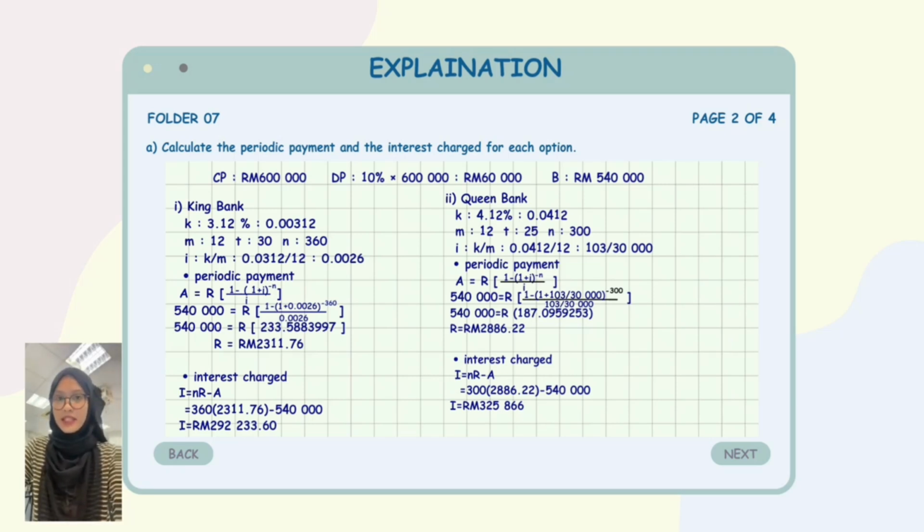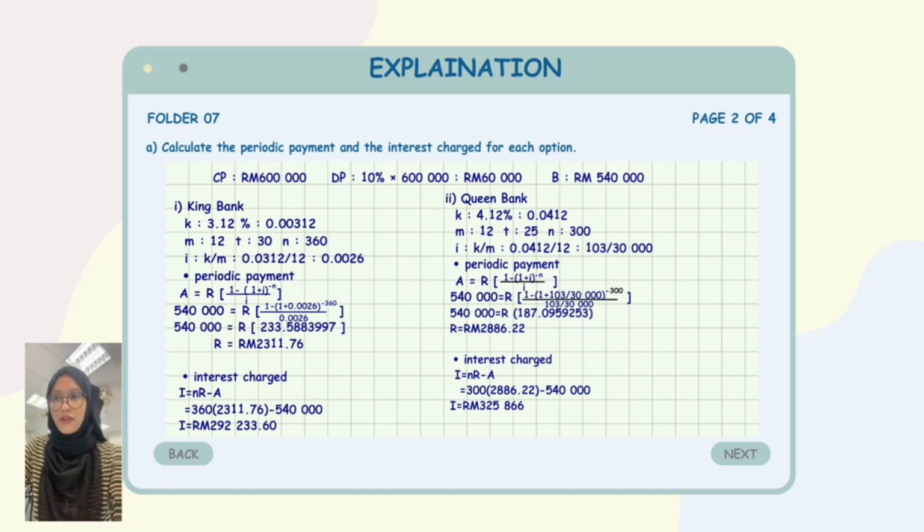And then substitute the information in the formula. The interest charge is I equals N times R minus A, and you have to substitute the information into the formula. The second is Queen Bank, where K is 4.12%, M is 12, T is 25, and N is 300.